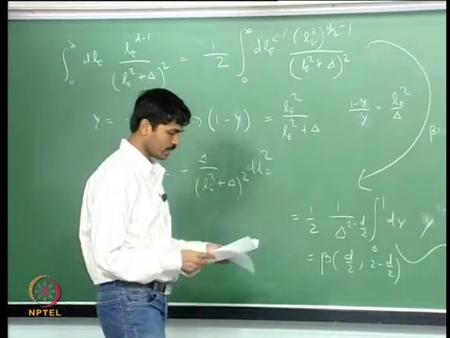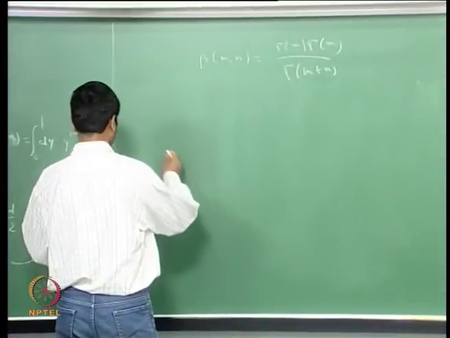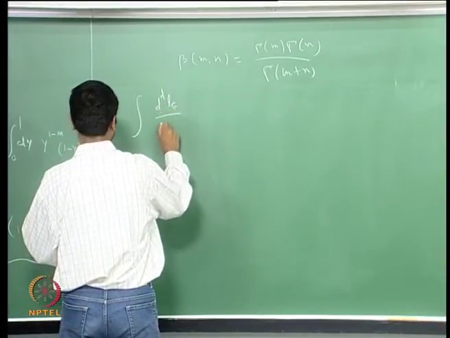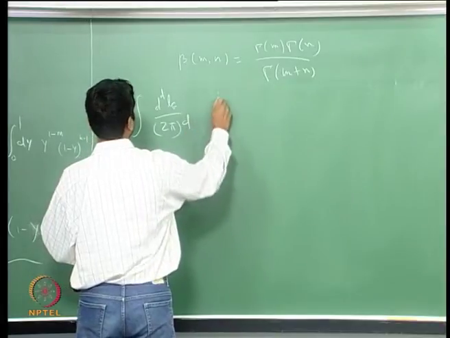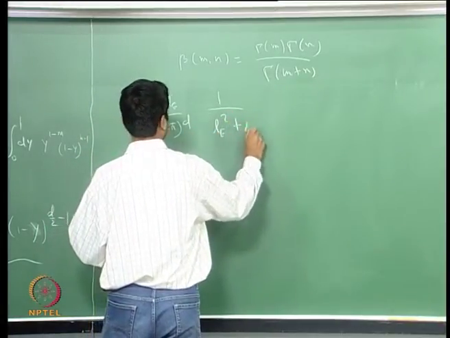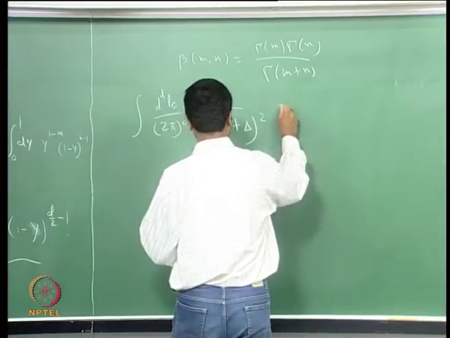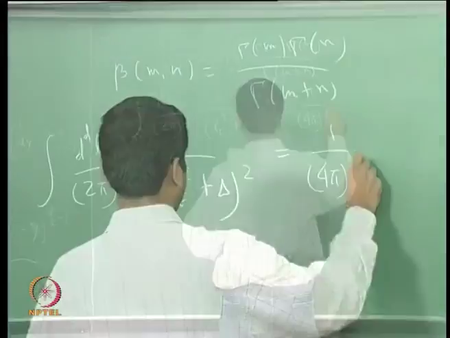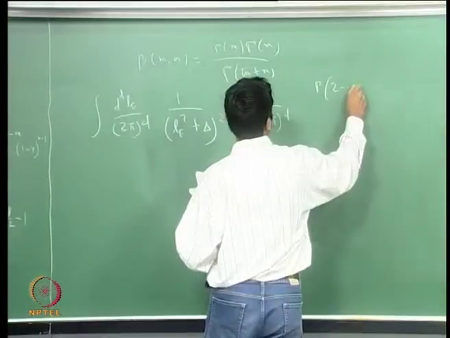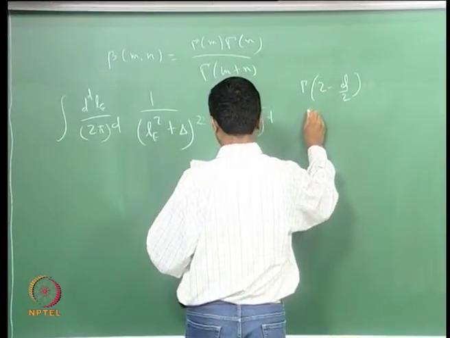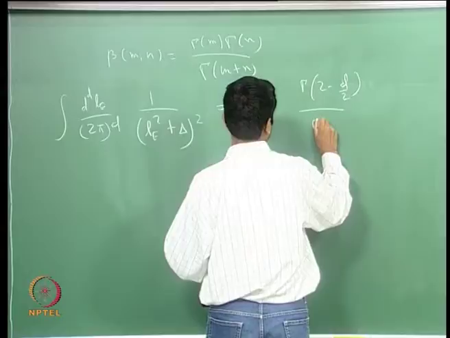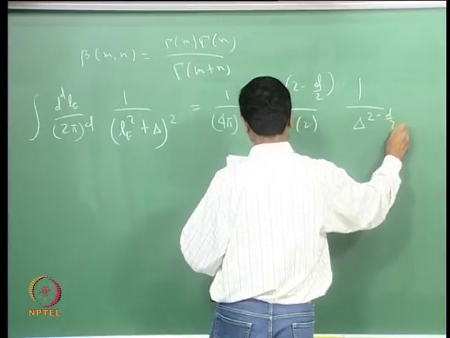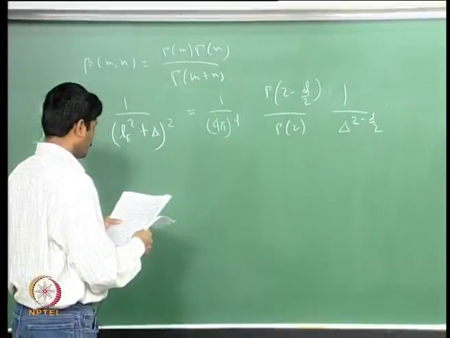When you do that, at the end of the day, what we will get is the integration d^d L_E divided by (2 pi)^d, 1 over (L_E square plus delta) whole square, is nothing but 1 over (4 pi)^d times gamma of 2 minus d by 2 divided by gamma of 2, times 1 over delta to the power 2 minus d by 2.